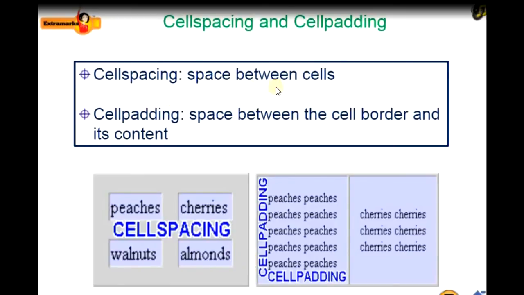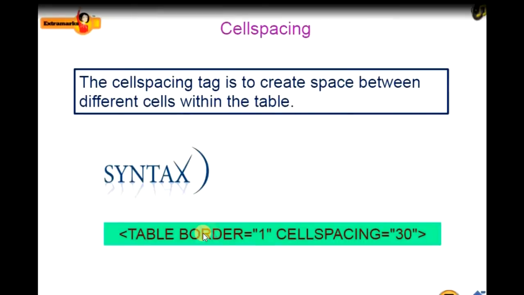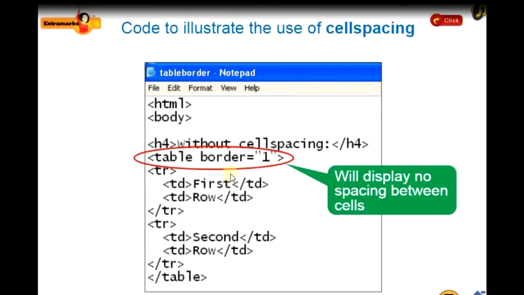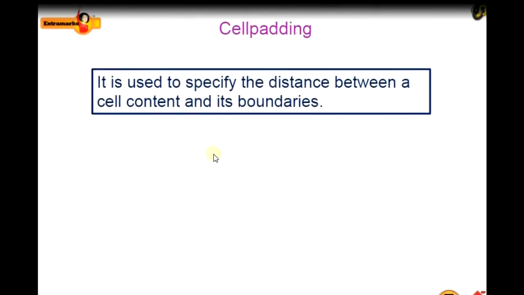Cell spacing is the space between the cells, and cell padding means the space between the cell border and its contents. The cell spacing attribute creates space between different cells within a table. Let's see. The syntax is table border, we have defined border 1 and cell spacing is 30. Table border 1 over here and no space. Look here, and here we have given cell spacing. You can see the first and second row are the same, and so on.